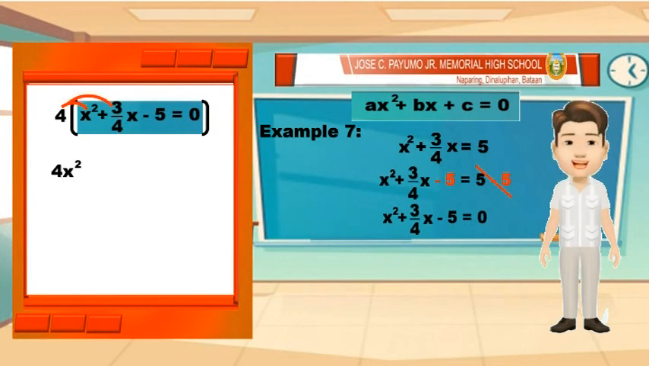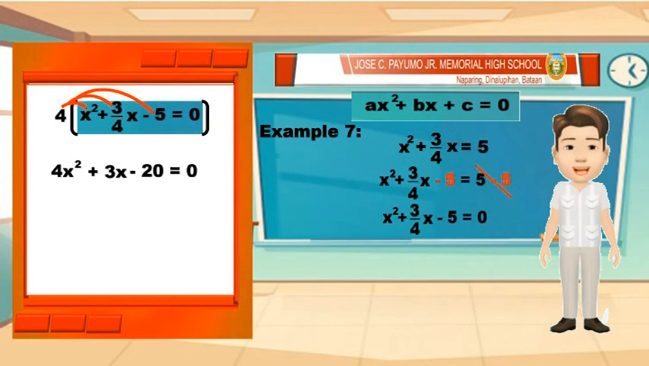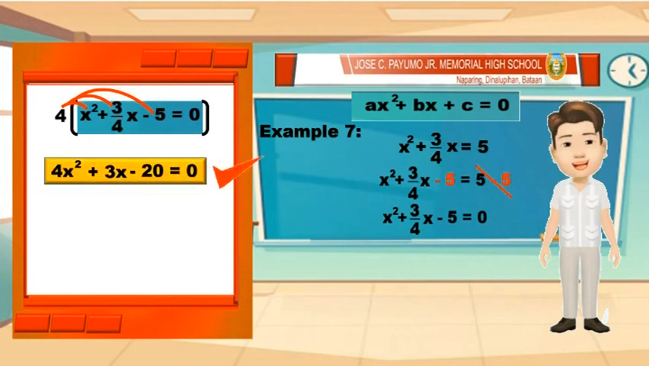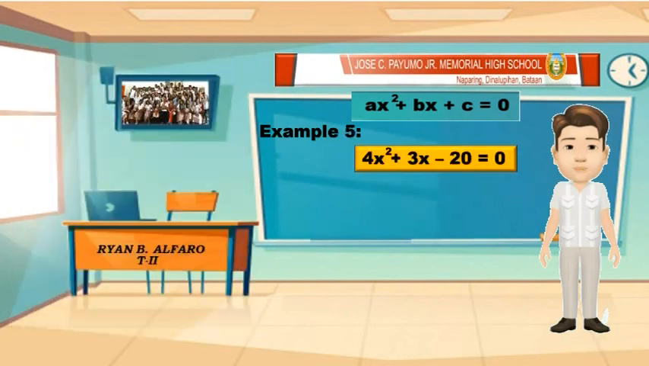Then multiply 4 by 3 over 4x. We will have 12x over 4. So 12 divided by 4, we will have positive 3x. Then multiply 4 by negative 5. So the answer is negative 20 is equal to 0. So the standard form is 4x squared plus 3x minus 20 is equal to 0. Now we can identify the value of a, b, and c. The value of a is 4, the value of b is 3, and the value of c is negative 20.